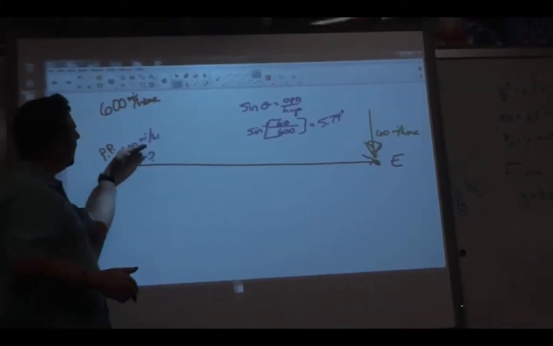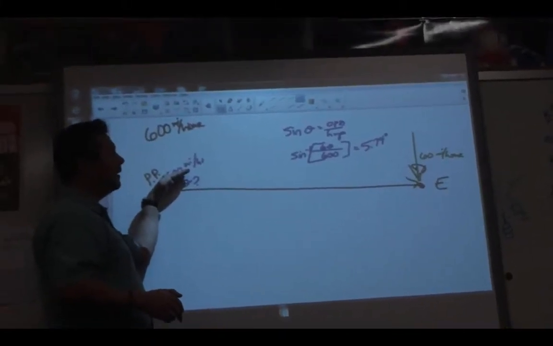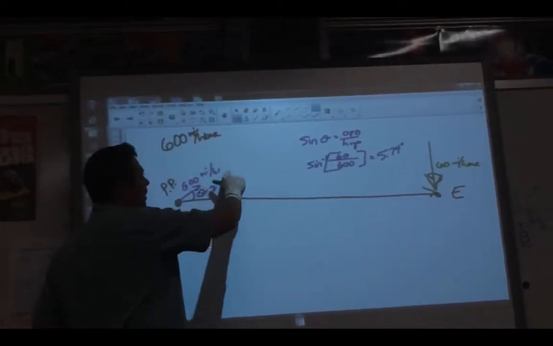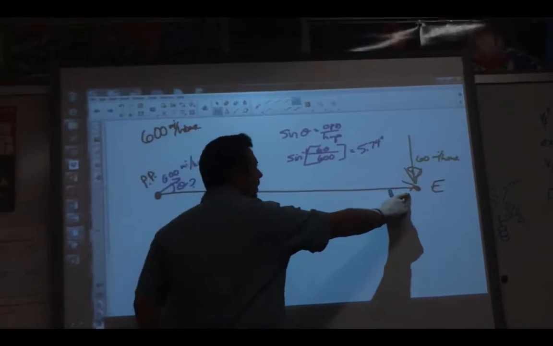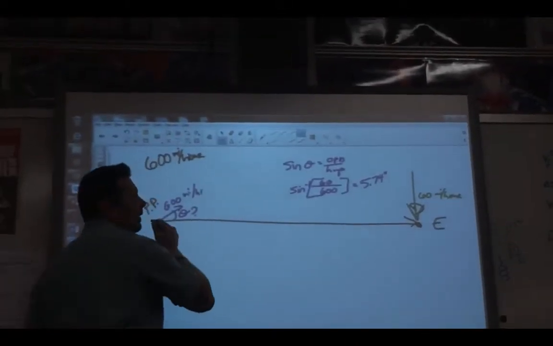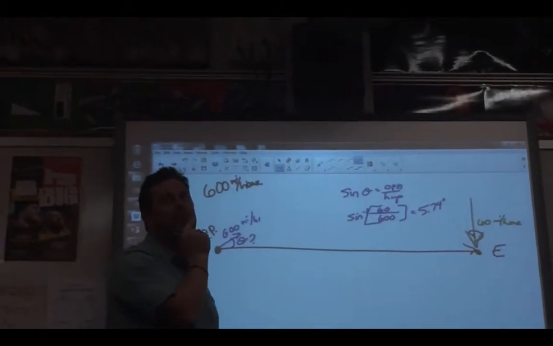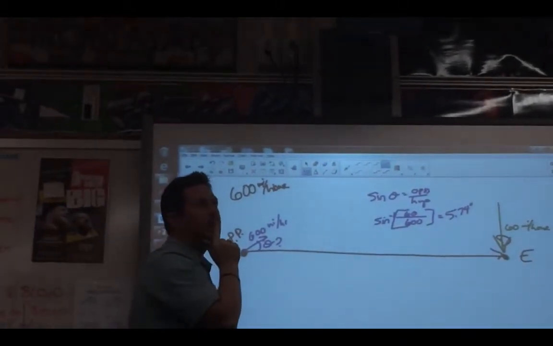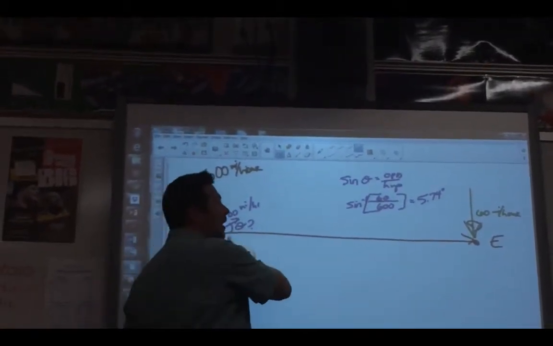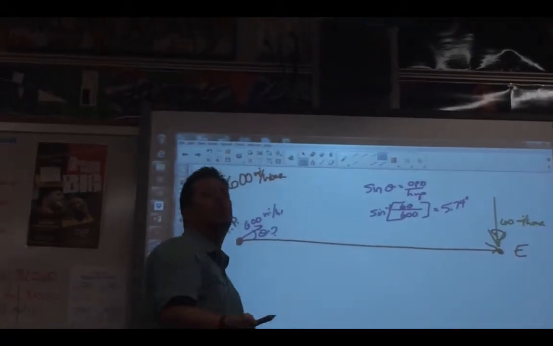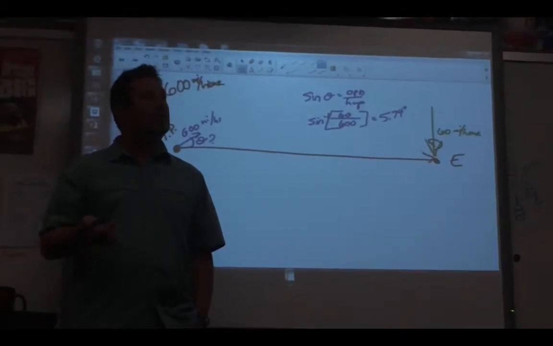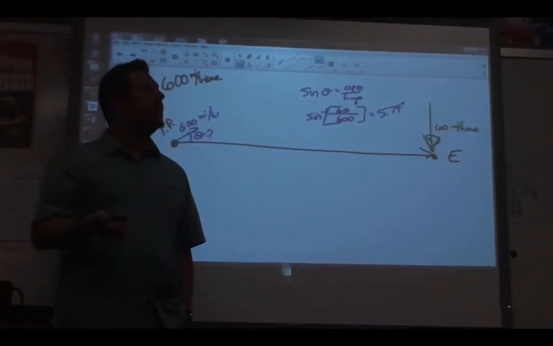If they're going 600 like this, okay, this part of the triangle 600 miles per hour, what does that mean about this right here? What's their speed along that? More than, less than, or equal to 600? Less than. So what's going to happen to their speed as far as traveling from here to here? Slower. What's going to happen to the time it's going to take them to get there? It's going to take more time.